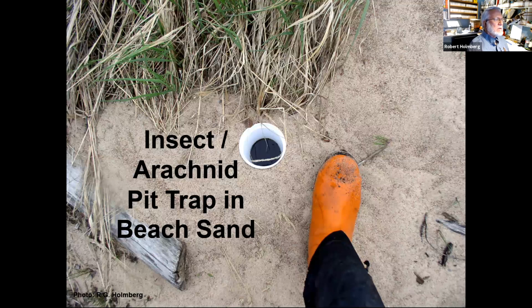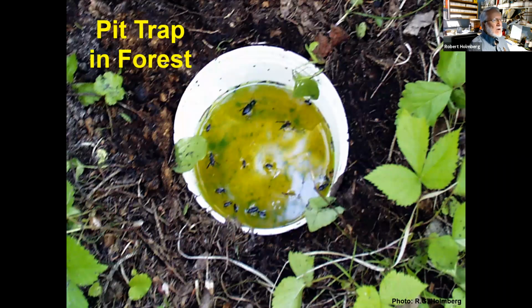So here's an example of an insect or an arachnid pit trap in beach sand. That orange thing is my boot to show you relative size. And this is just nothing but a plastic container with some preservative in it. So here's an example of a pit trap in a forest. You can see some of the beetles and other insects that were trapped in it.